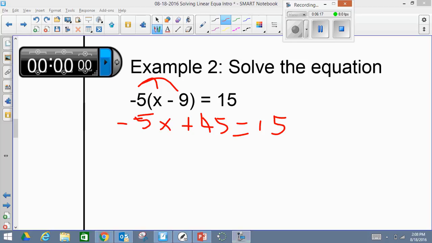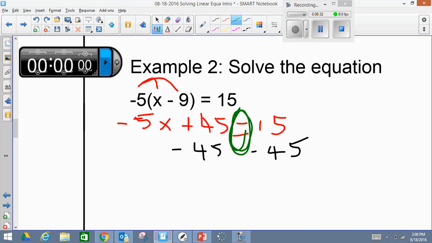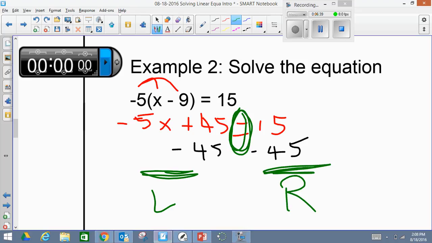Now, as in the previous equation, I have to cancel whatever's adding or subtracting. In this case, I have plus 45, so I'm going to do minus 45. Whatever I do on one side, I do on the other side of the equal sign. Look at my equal sign here. This is my equal sign. So this is one side, that's the left side, and this is the other side, and this is your right side. Okay, that's the idea.